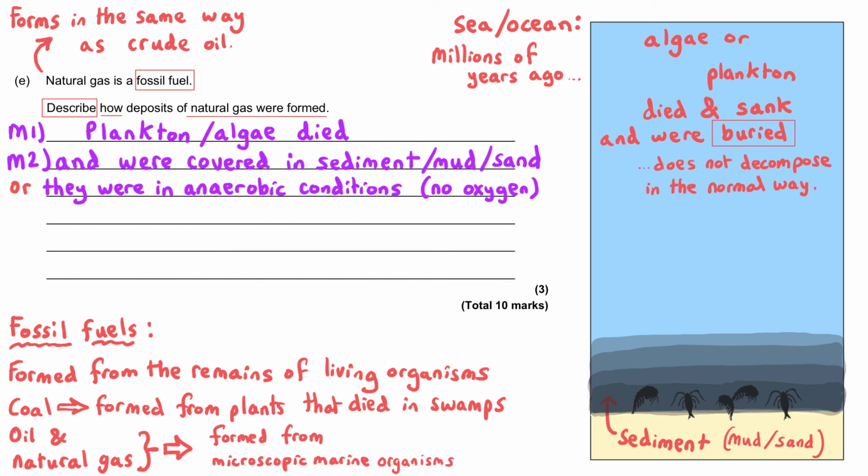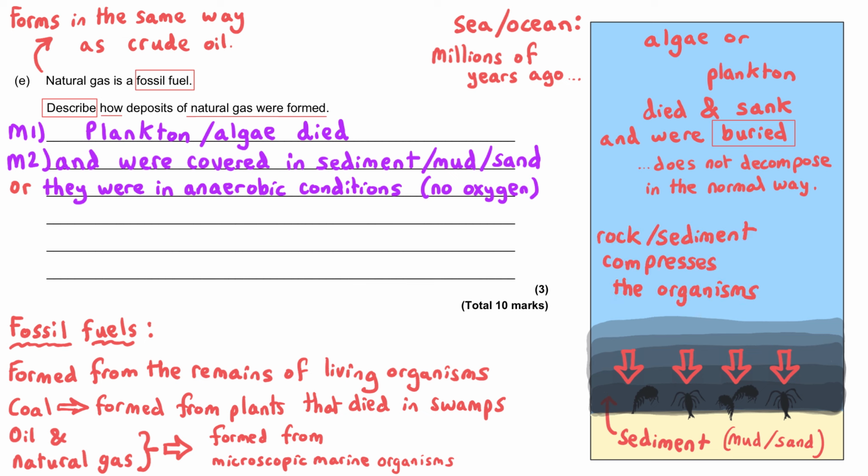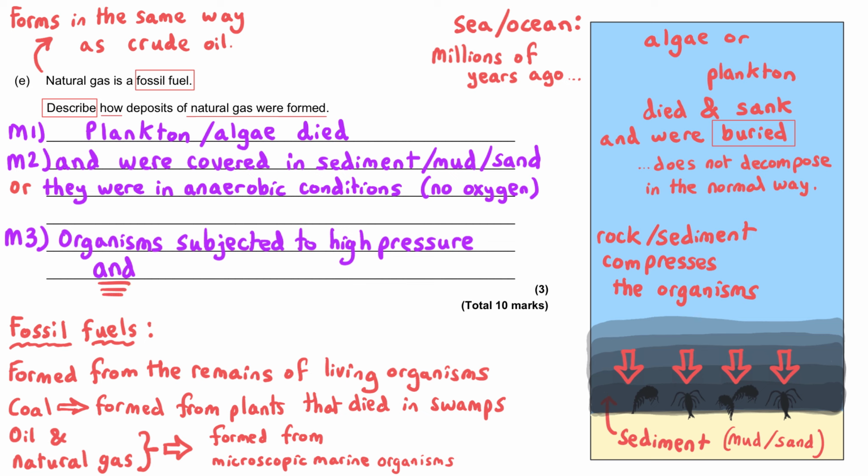And that's the reason why we don't get normal decomposition and we get the formation of fossil fuels instead. In addition to denying oxygen to the remains of the plankton, we also have this layer upon layer of rock forming at the bottom of the ocean, and that subjects the remains to extremely high pressure. You could probably refer to it more simply as compression, but high pressure is better. And in addition to that, it also causes the remains to be subjected to really, really high temperatures as well. To get the third marking point, you do actually need to include a reference to the high temperature and the high pressure as well, not just one of them.